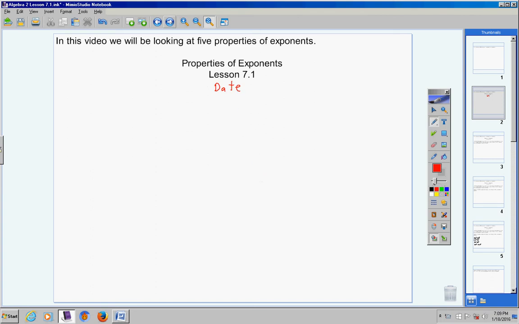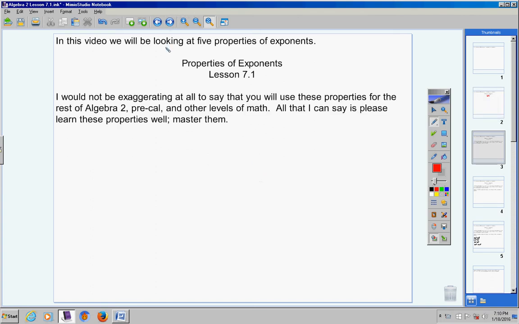Alright, let's continue on. I would not be exaggerating at all to say that you will use these properties for the rest of Algebra 2, pre-calculus, and other levels of math. All I can say is please learn these properties well. Master them. It is really, really important you get these properties.